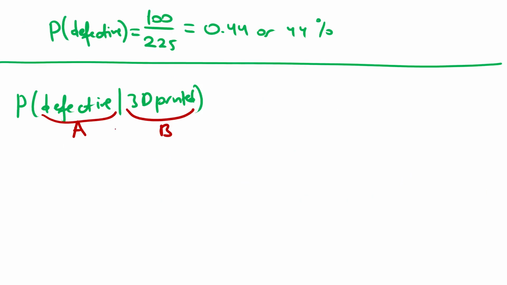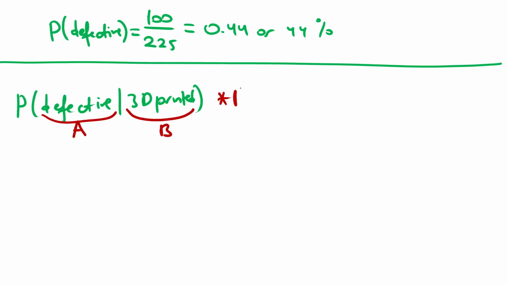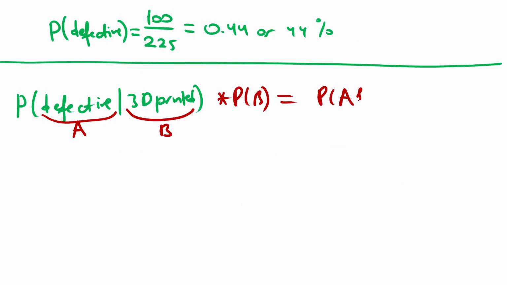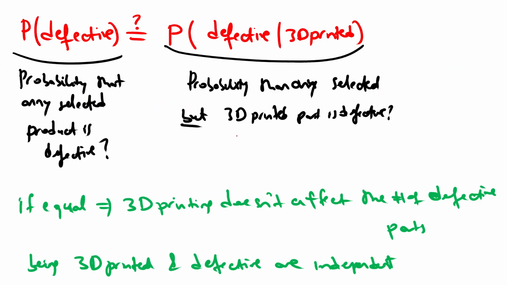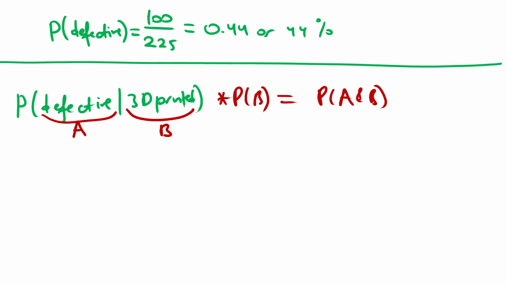So in my case, A and B multiplied with the possibility of B, and then this one will be equal to A and B. This is how I use the formula. You just play with the formula. So A in our case is, or you can say B, to make things simpler.